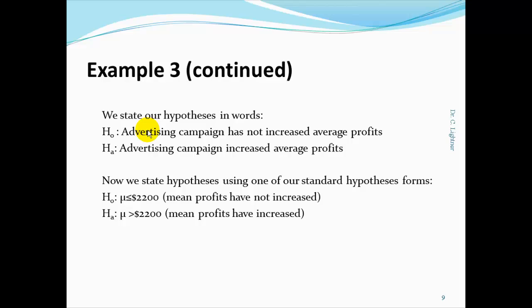Now that we stated this in words, we can look at our three hypotheses about means formats and determine which is appropriate for this scenario. Our null hypothesis should be written: the population mean is less than or equal to 2,200. And our alternative hypothesis should be written: the population mean is greater than 2,200.